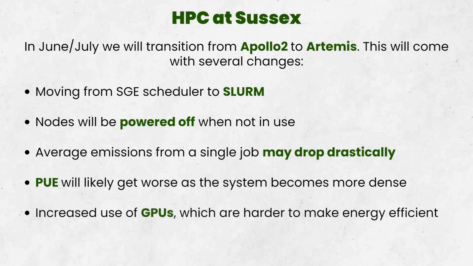We're also going to have increased use of GPUs, graphical processing units. We've only had a couple before, more are going to be coming in. And these are inherently harder to make power efficient, energy efficient than CPUs are. So we're likely to see increased energy usage from this element of the system as well.